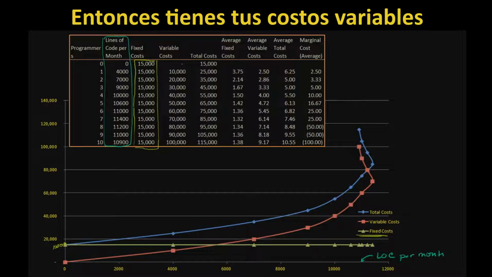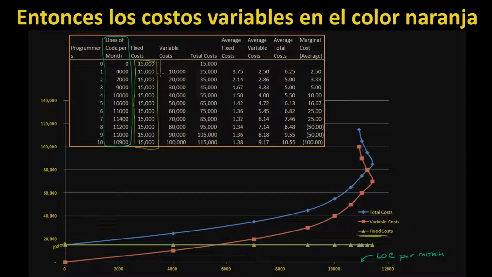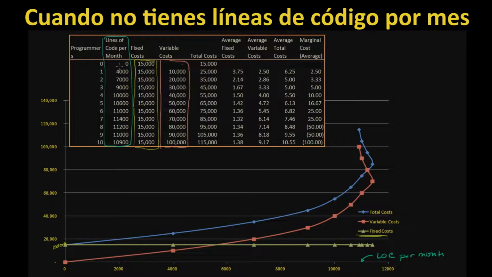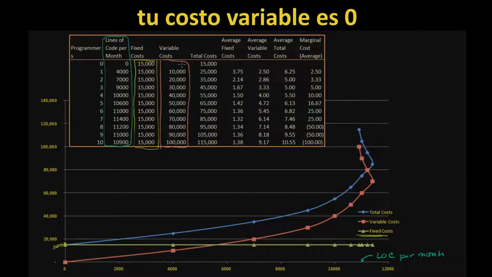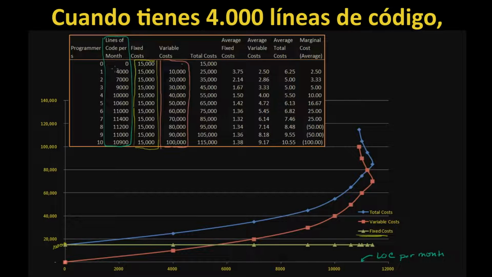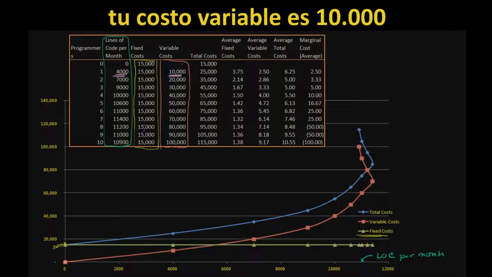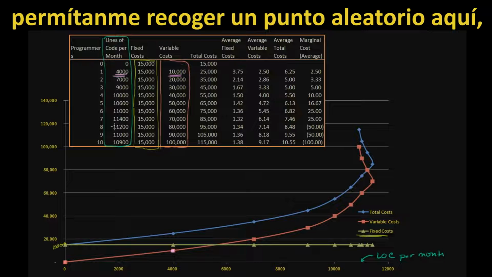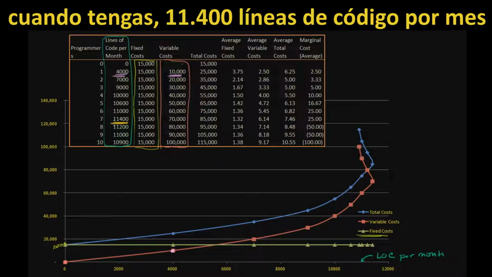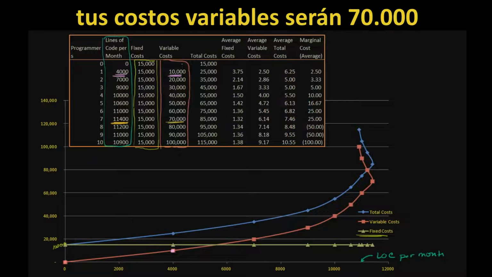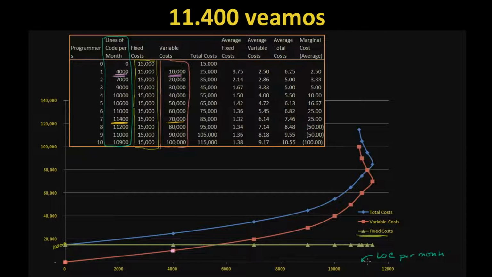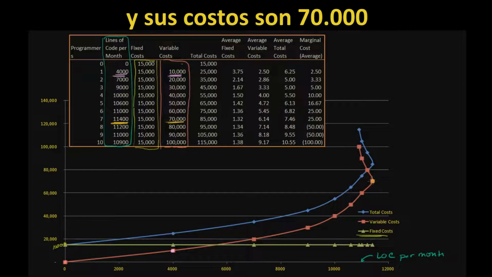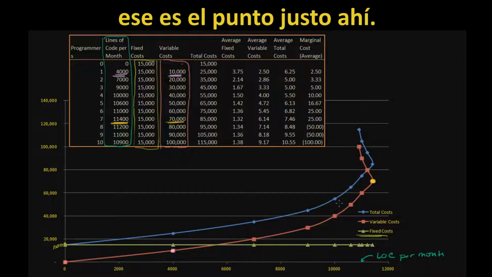And then you have your variable costs in this orange color. And we can see how the points are plotted. When you have no lines of code per month, your variable costs are 0. That's this point right over there. When you have 4,000 lines of code, your variable costs are $10,000. That's that point right over there. Let me pick a random point over here. When you have 11,400 lines of code per month, your variable costs are $70,000. That's that point right over there.